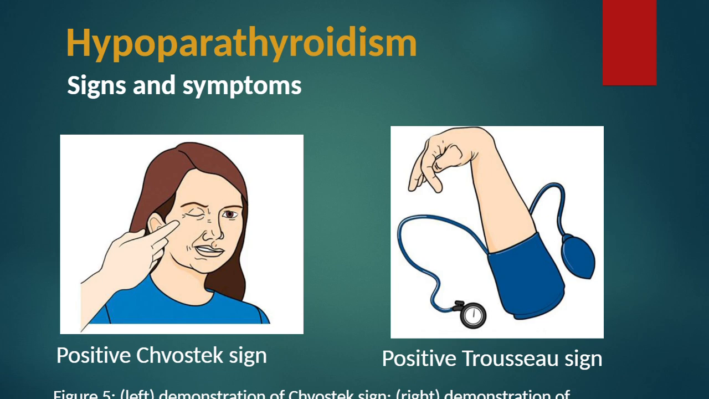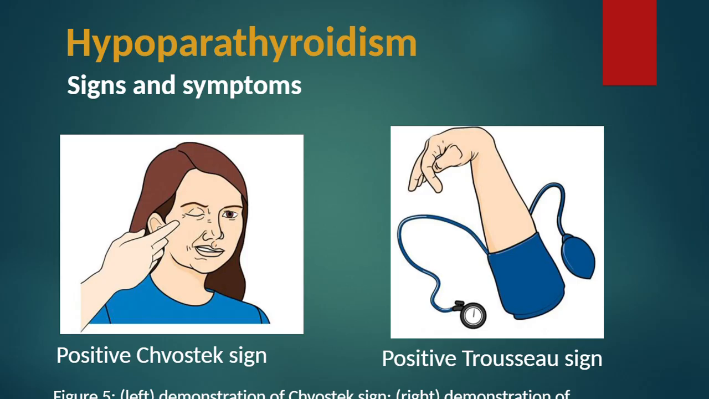The first image shows a positive Chvostek sign, which is demonstrated by gently tapping the facial nerve just in front of the ear. If the patient has hypocalcemia, you'll see twitching of the facial muscles on that same side. This response happens because the nerves and muscles become overly sensitive when calcium levels drop.